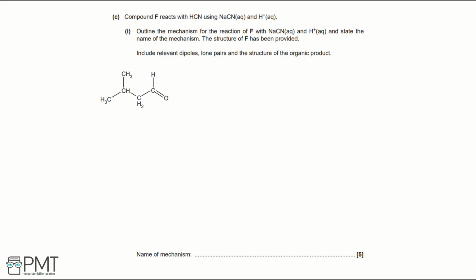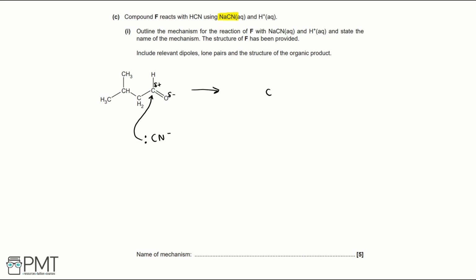Include relevant dipoles, lone pairs, and the structure of the organic product. So the first thing to do whenever you're given a mechanism question is to check the dipoles and put them on your reactant. So we're going to have a positive dipole on the carbon and a negative dipole on the oxygen of the carbonyl group. And then we have our CN- that we get from our NaCN. And this negative CN, or this nucleophile, is going to be attracted to the positive carbon. And then we're going to form an intermediate.